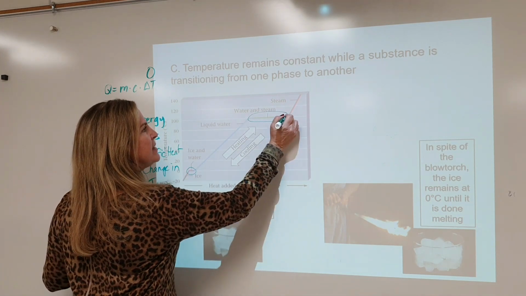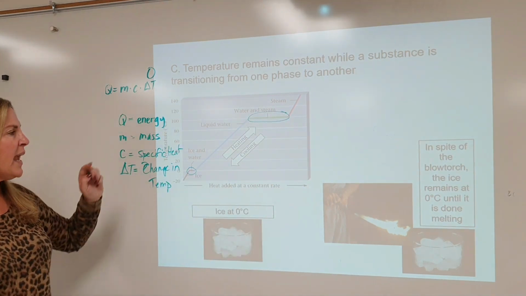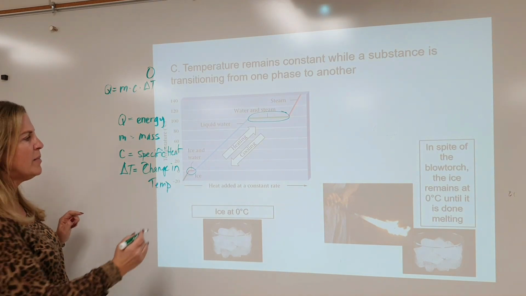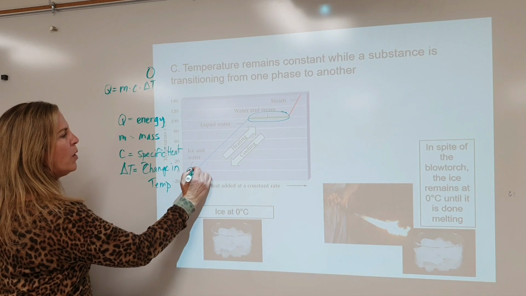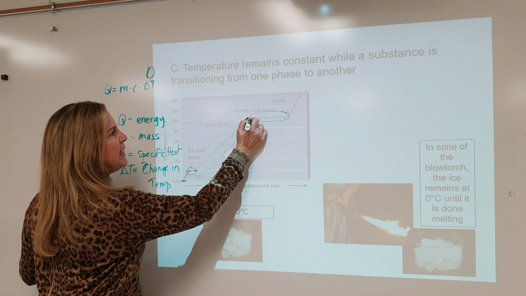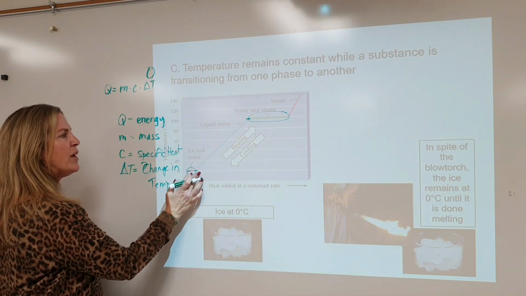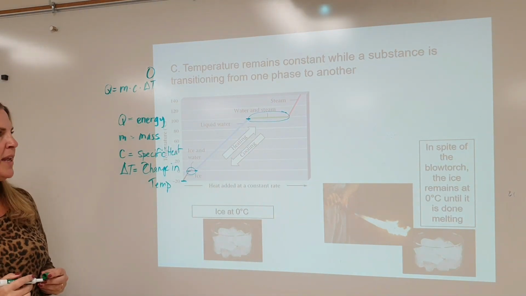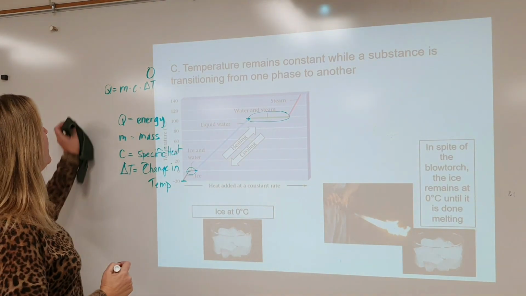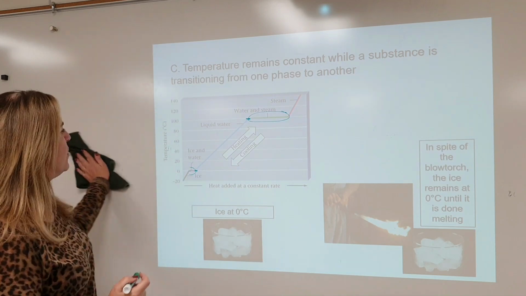So this would be a reason that you cannot use Q equals M times C times delta T during any phase change. You can use Q equals M times C times delta T if you're moving from here to here, or you're moving from here to here. Yes, because there's a temperature change and you will have a change in energy. Okay, all right, let's go on.